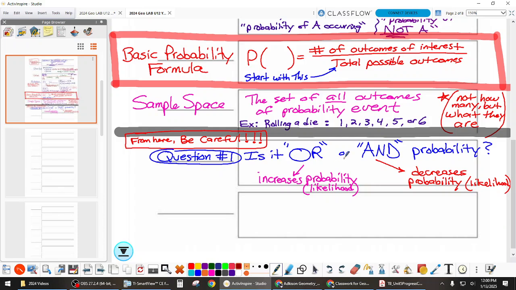So is it an or or an and probability situation? And it's most of the time not going to be subtle. You don't have to read between the lines. Usually it will say the word or, or it will say the word and. We did talk about or increasing probability because it allows for more successes, but and decreases the probability because it means more things have to happen. Okay.